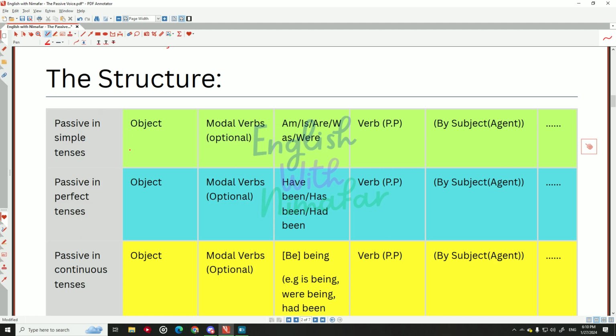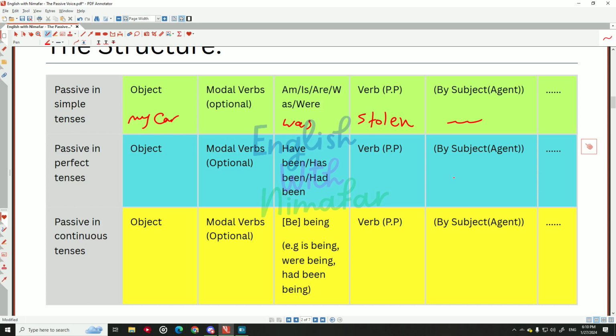For example, I can say, my car was stolen. Was stolen. I can leave that. Passive in perfect tenses. Again, we use have been or has been or had been if it's past perfect. I can say, for example, Jack has been fired, and I can leave that.